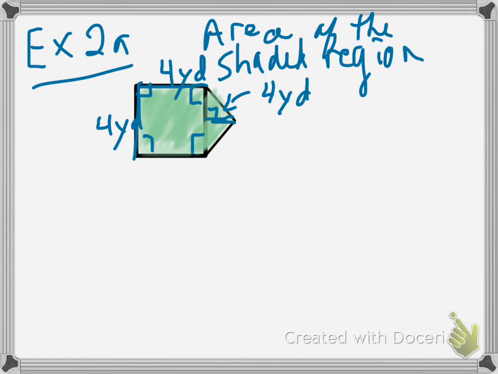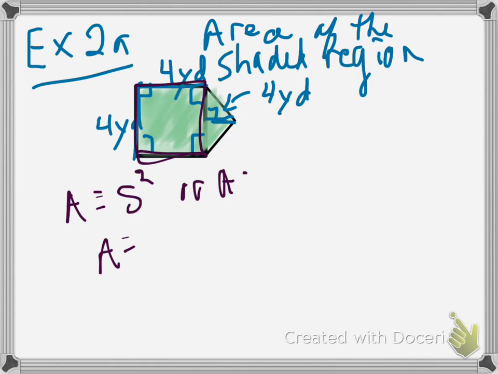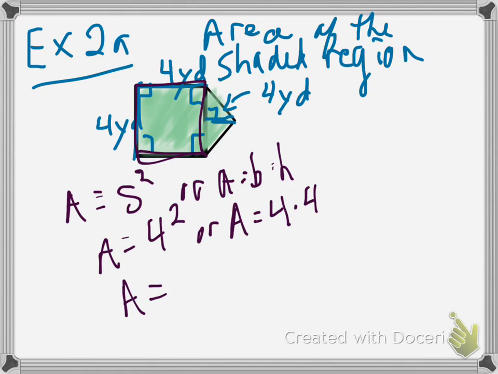Alright, you should have found the area of this lower square. Area of a square is side squared, or you could say area equals base times height. So whether you did 4 squared or 4 times 4, it's the same thing. So the area equals 16, and that's yards squared.